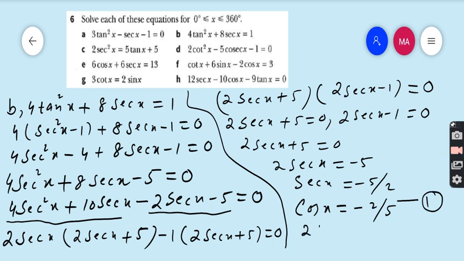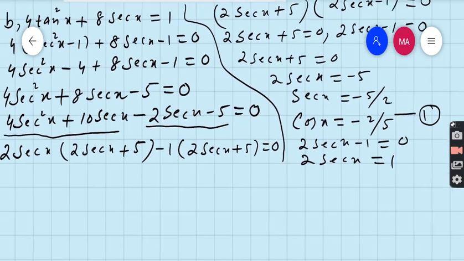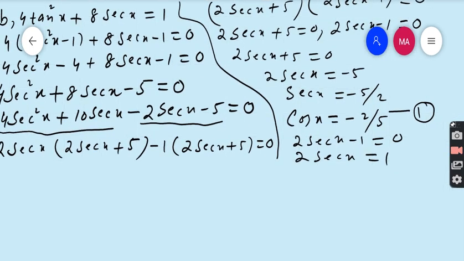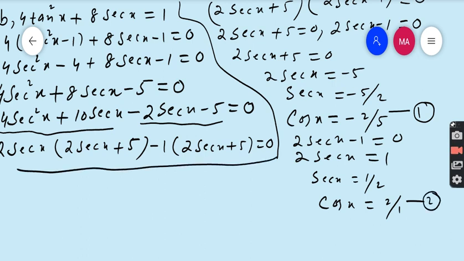Taking second factor, 2 sec x minus 1 is equals to 0. Then 2 sec x is equals to 1. Then sec x is equals to 1 upon 2. The reciprocal of sec is cos x, which is equals to 2 upon 1. Assign the name of this equation as equation number 2. Taking both the equations one by one.